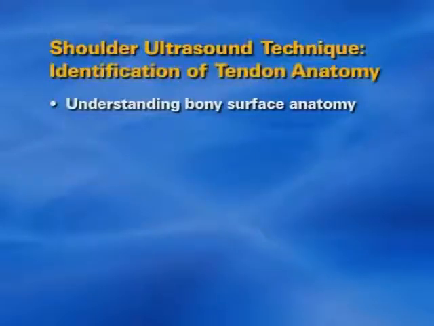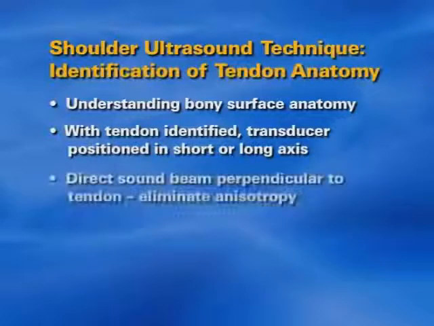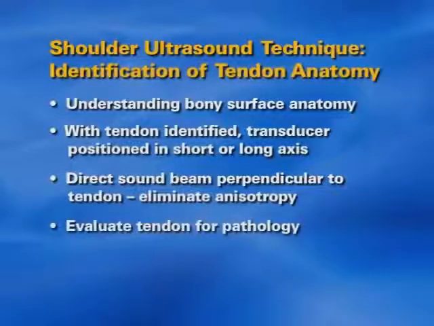One key to identification of tendon anatomy is to understand bony surface anatomy, which will be emphasized in this demonstration. Once a tendon is identified, the transducer is positioned so that the tendon is aligned in short or long axis. Then the sound beam is directed so that it is perpendicular to the tendon to eliminate anisotropy, and then the tendon is evaluated for pathology.